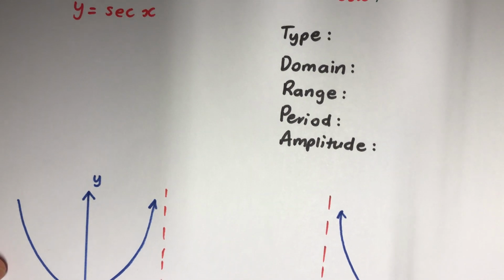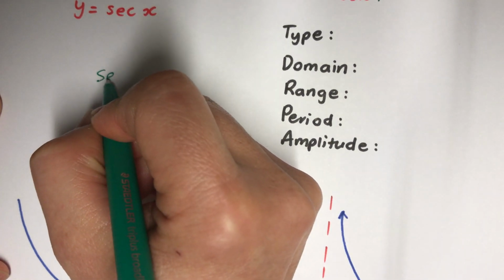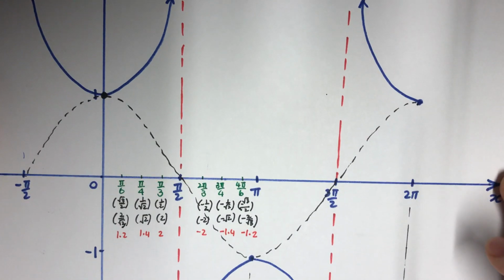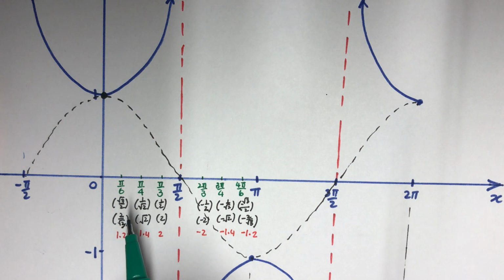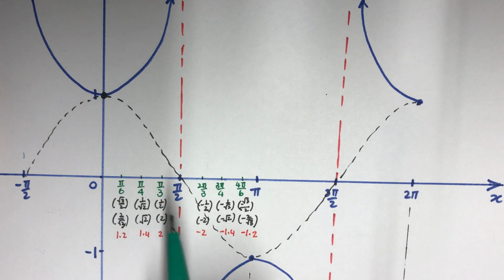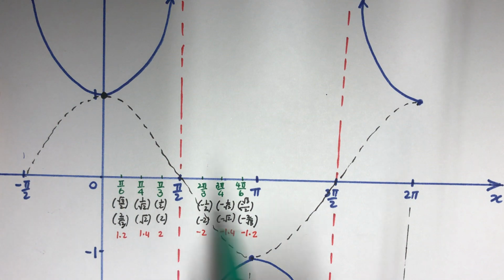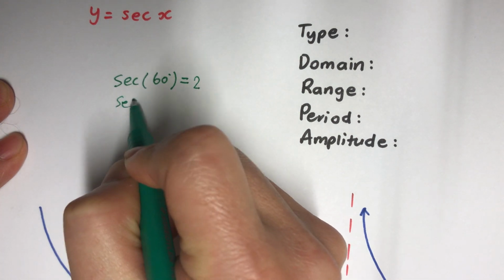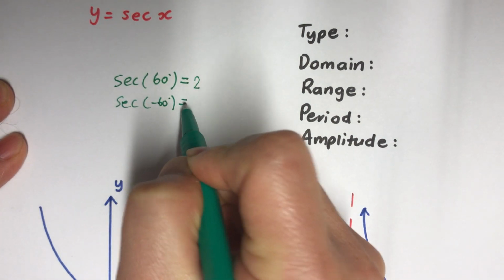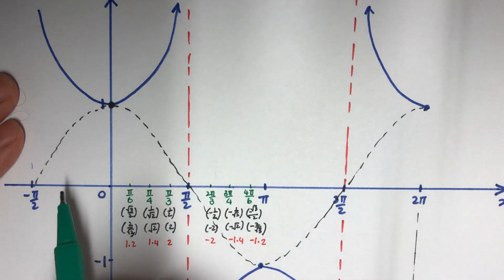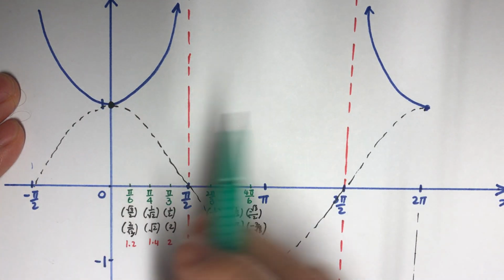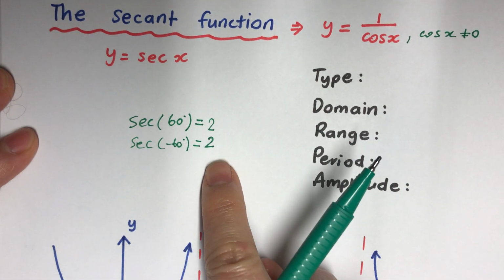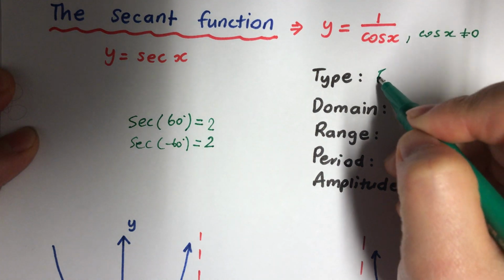All right, let's have a look at the type of that. I'm going to do the same here. Let's have a look at sec 60. Sec 60 is the reciprocal of half, which will be 2. So I'm going to get 2 here. And then sec negative 60. If I go to negative 60 all the way up, I will also get 2 here, because it's positive. So that's a classical case of an even function. So I'm going to call it even.